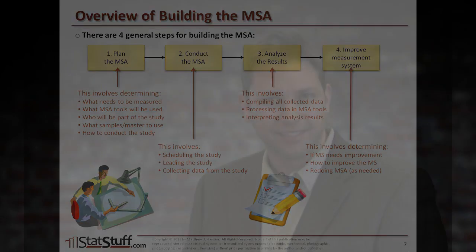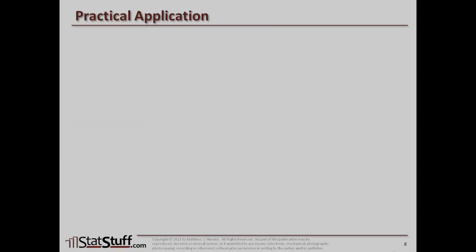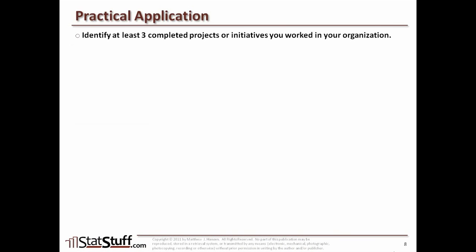All right, before we close this lesson, let's discuss how we can apply some of these concepts in a practical way. I'd like you to think of at least 3 projects or initiatives that you've worked on in your organization in the past. And for each of those, I want you to ask yourself a few questions. First of all, at any point, was there any data or critical information that was accused of being unreliable within any one of those projects?